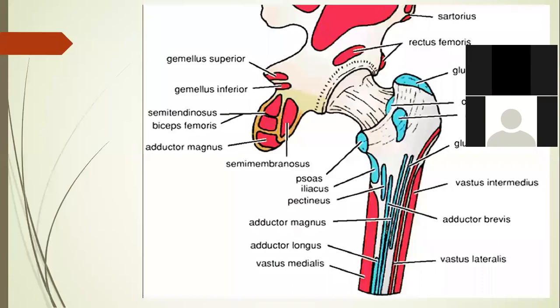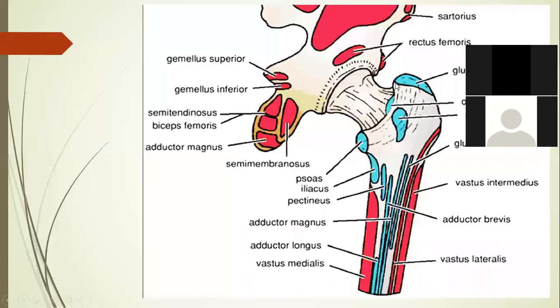Look, the greater trochanter of the femur. This one is the area of the greater trochanter of the femur. This is the medial surface of the greater trochanter of the femur, and the medial surface possesses a small depression, and this small depression is called the trochanteric fossa. This trochanteric fossa, or the depth of the trochanteric fossa, provides insertion or attachment to another muscle which is called the obturator externus.